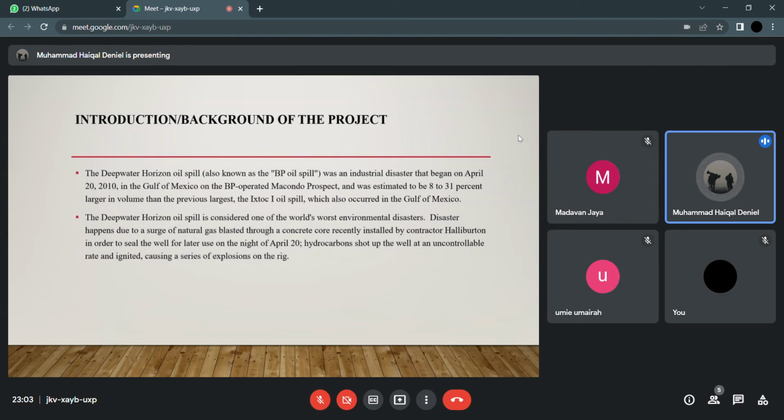The Deepwater Horizon oil spill is considered one of the world's worst environmental disasters. It happened due to a surge of natural gas that blasted through a concrete core recently installed by contractor Halliburton in order to seal the well for later use on the night of April 20. Hydrocarbons shot up the well at an uncontrollable rate and ignited, causing a series of explosions on the rig. Now I will pass to Aiman to explain the accident details.